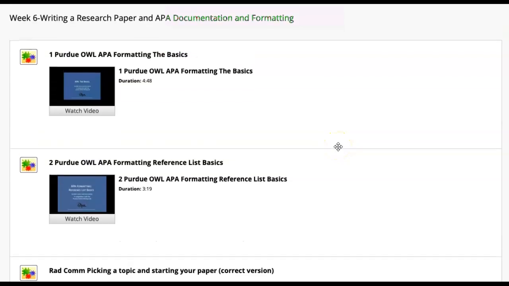Welcome to week 6. Now you're probably going to think, oh my goodness, another week of looking at research writing. But it's really critical because when you look at research writing, there's a lot of different components. And now we're going to hone in on APA research writing.